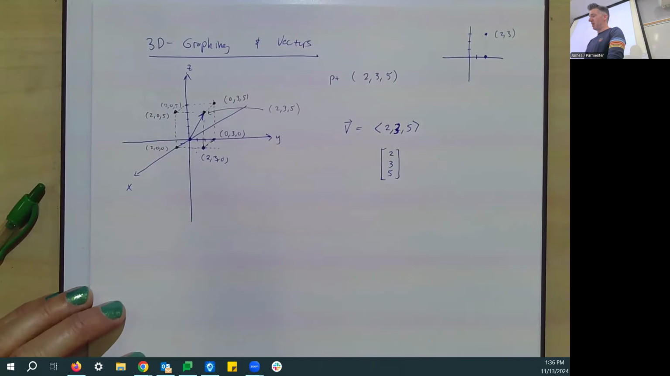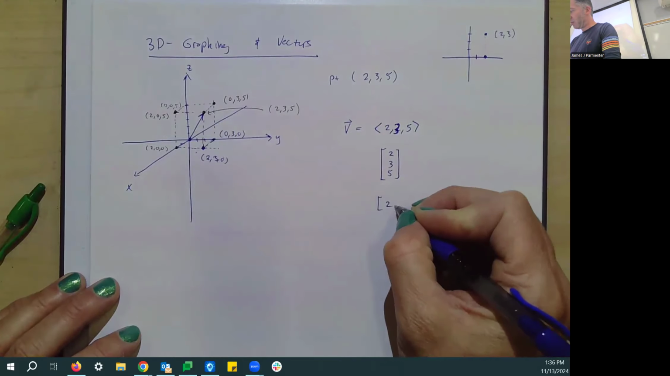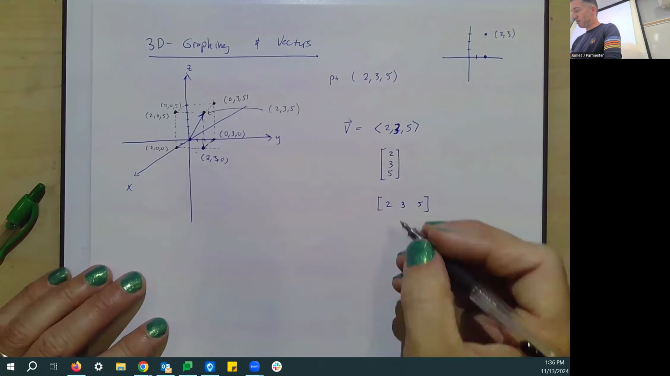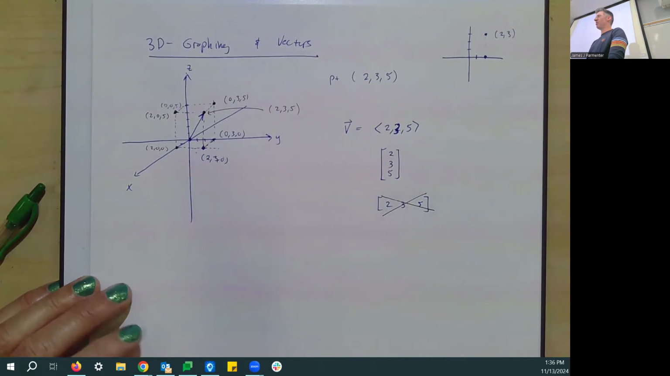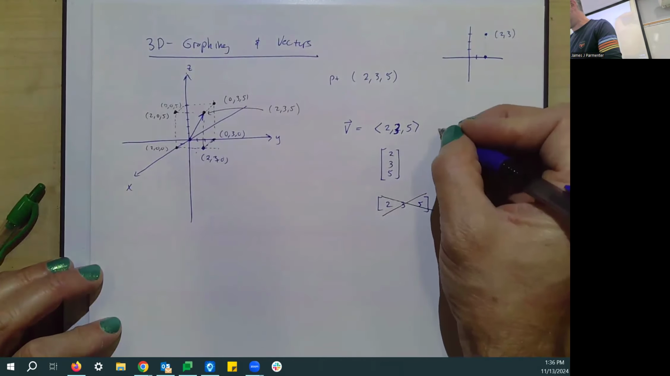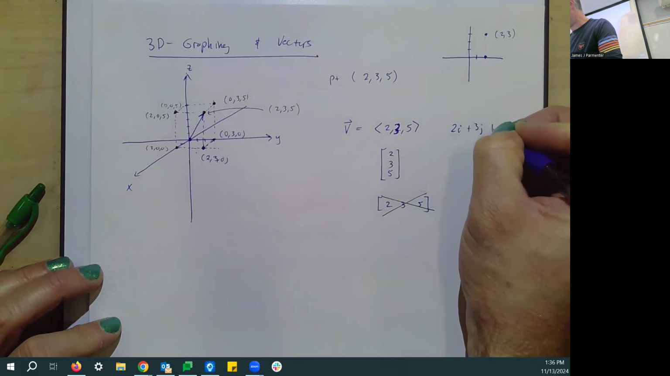The other notations are terrible. I really don't recommend using notation like this. That's not great, although sometimes used. Has anyone seen anything else? Hopefully the answer is no. Hopefully you haven't seen any other notations, except for one. There's one other notation which I do recommend, which is the IJK notation. You can also write this as 2i plus 3j plus 5k.